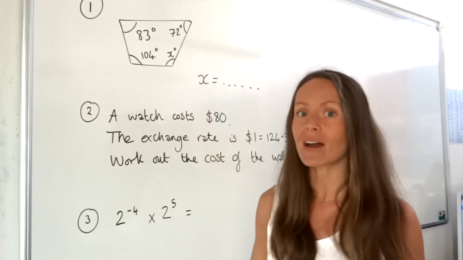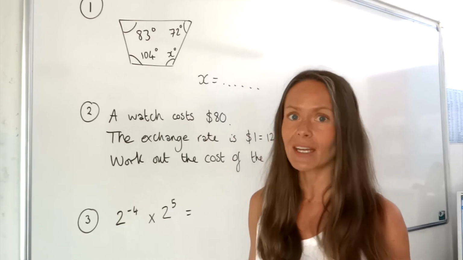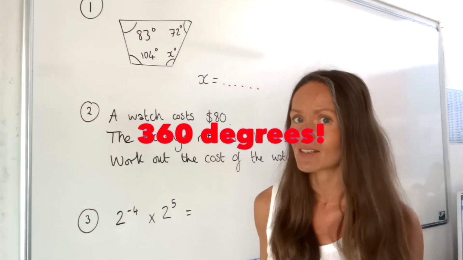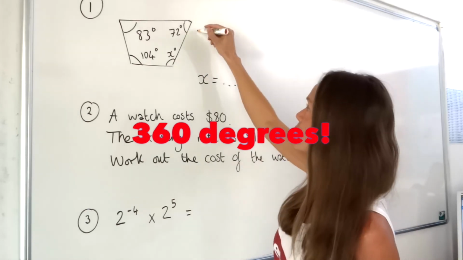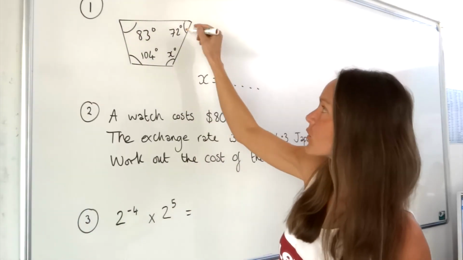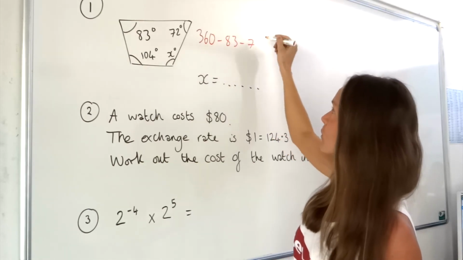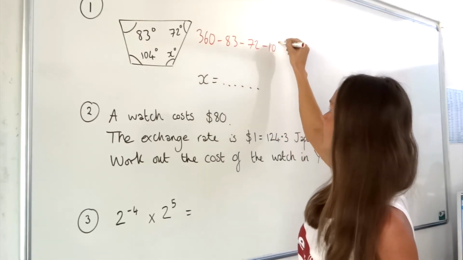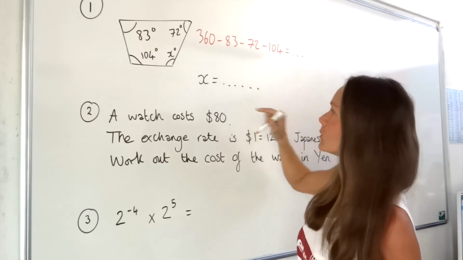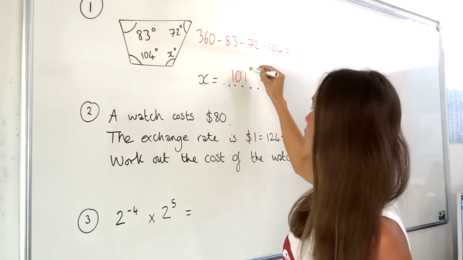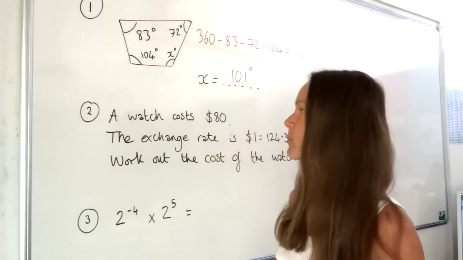Hopefully you remember that in any four-sided shape, any quadrilateral, all of these angles add up to 360 degrees. So if you subtract each of those three angles given in the question from the total 360, that should give you the final angle here, x, which is 101 degrees. Okay, so that's the answer to number 1.